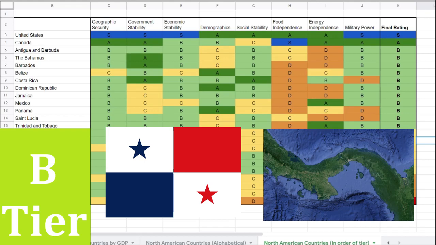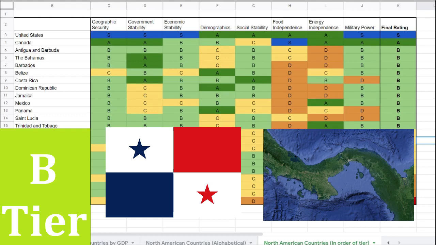Government stability. C. They're a former Spanish colony, and the government there is pretty new. It's a relatively young democracy after Operation Just Cause by America overthrew the previous government there and put in a democracy. And the new government was pretty unstable at first, but since then it's gradually improved and brought about consistent and fair elections. Economically speaking, its stability is B.